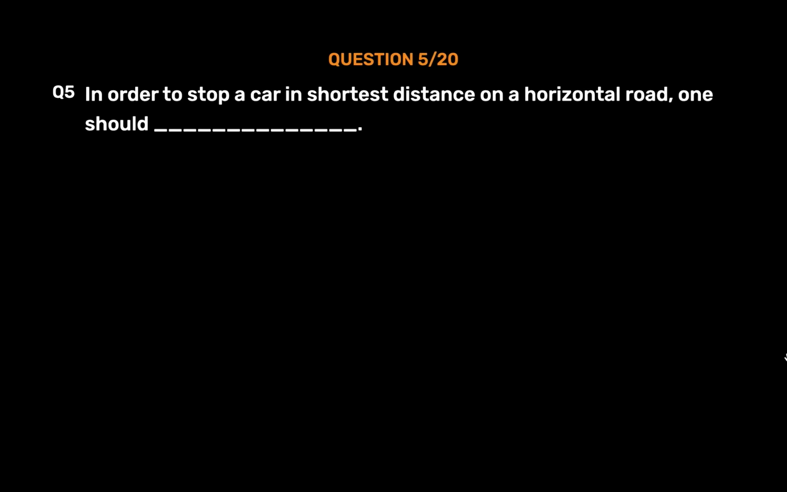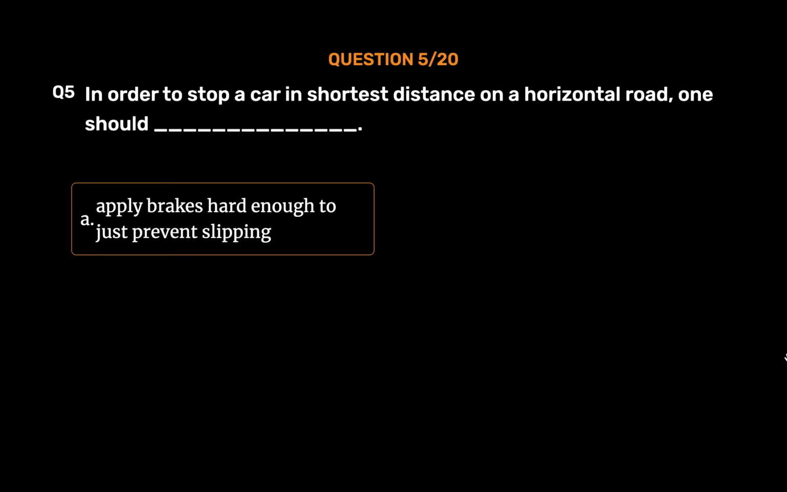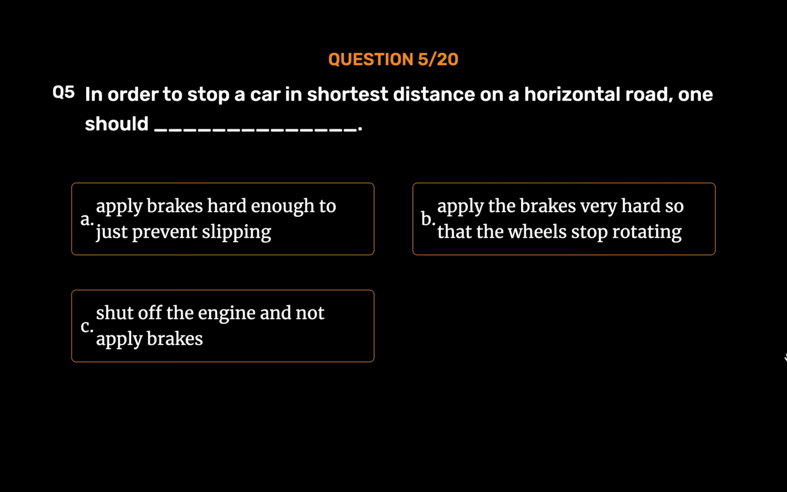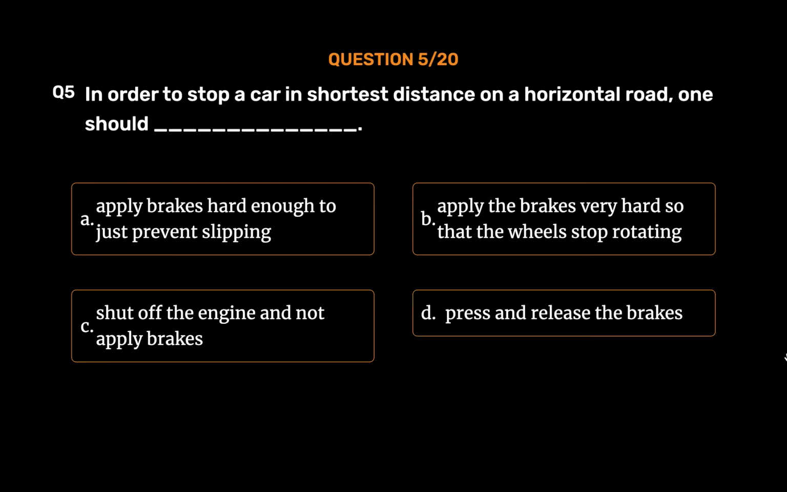Question number 5. In order to stop a car in shortest distance on a horizontal road, one should underscore. Option A. Apply brakes hard enough to just prevent slipping. Option B. Apply the brakes very hard so that the wheels stop rotating. Option C. Shut off the engine and not apply brakes. Option D. Press and release the brakes. The correct answer is Option A.